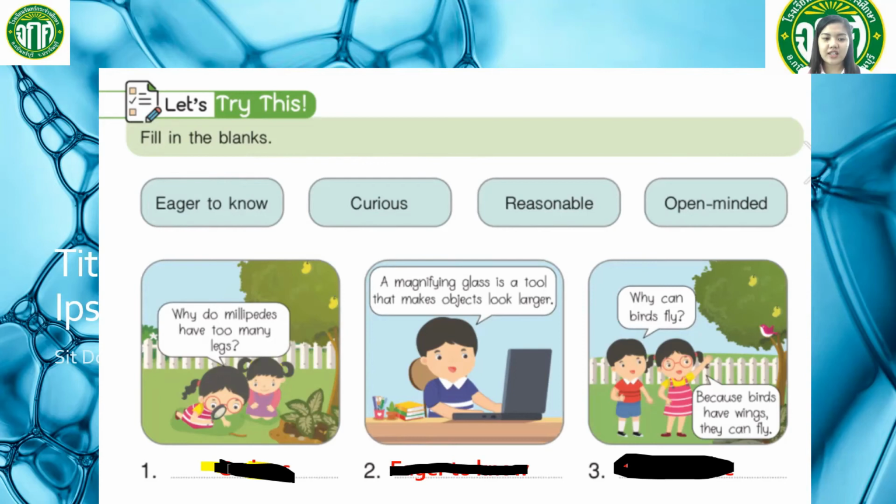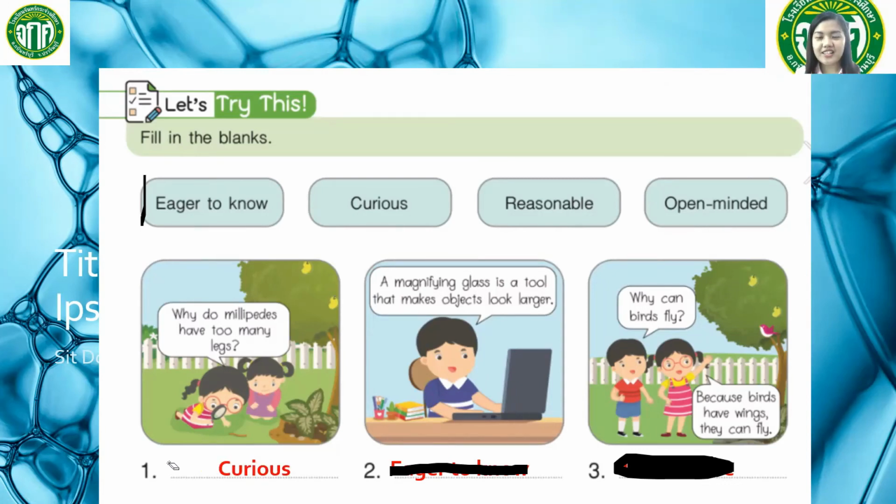In number 1, we have here 2 girls. They are friends and they are using a magnifying glass to learn about the millipedes. What do you think is the answer for number 1? It says here that the 2 girls are asking why the millipedes have too many legs. What do you think is the character that they are showing here? Is it eager to know, curious, reasonable, or open-minded?